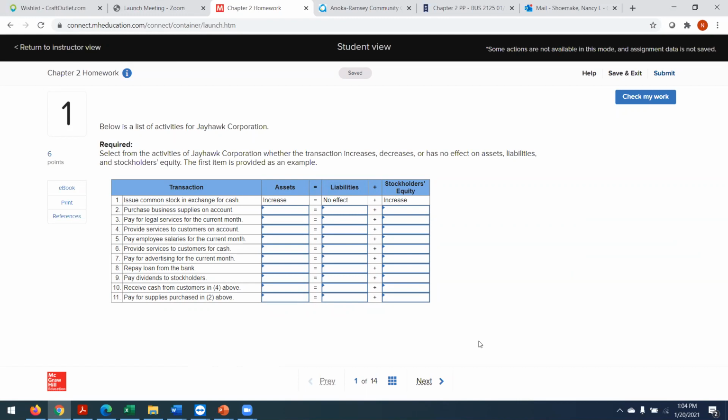So it would be an increase for purchases of business supplies on account. Purchase of business supplies on account would be an increase of assets, an increase of liabilities, and no effect on stockholders' equity. How many of you agree? I agree. It's right. Why? Supplies are an asset. They're increasing. When we purchase them on account, that means we owe them money. That's a liability. It increases. Nothing was affected with stockholders' equity.